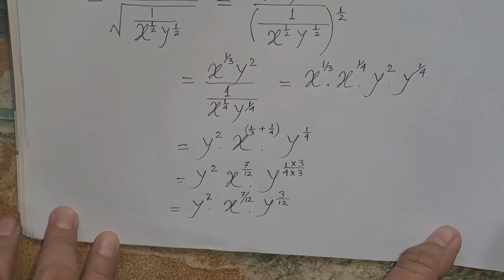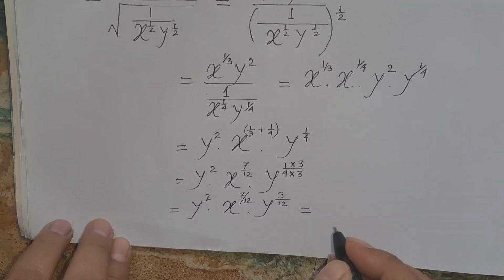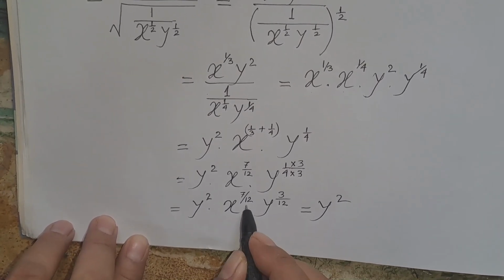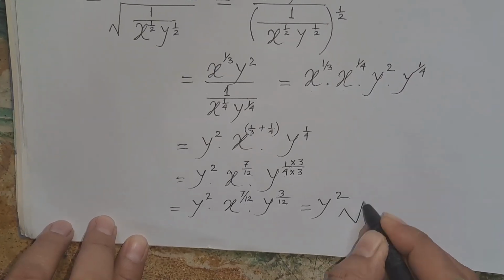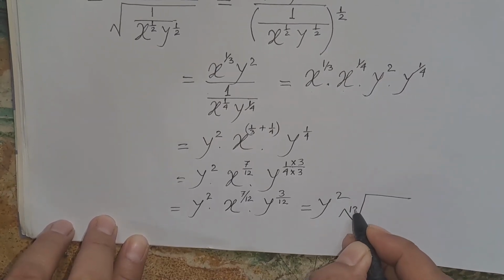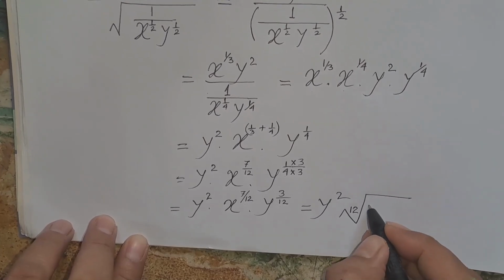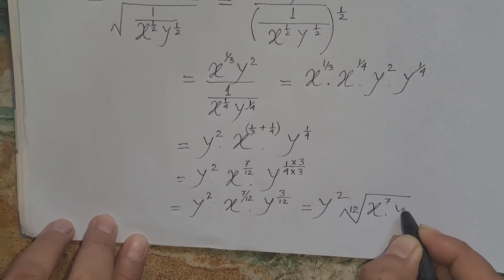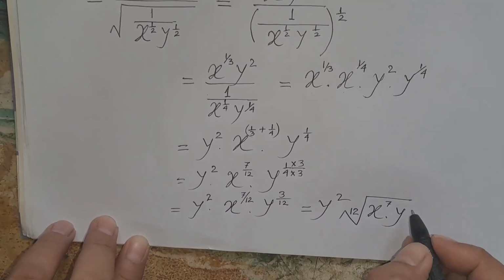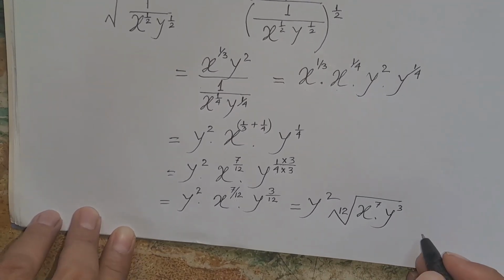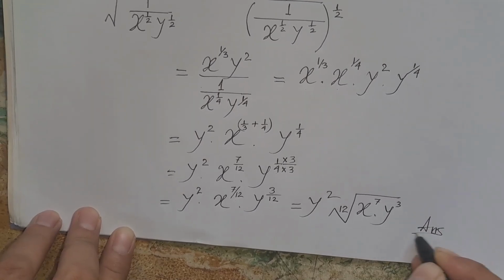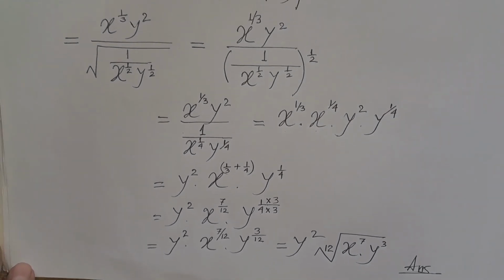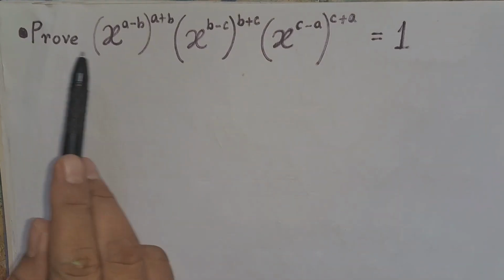The denominators of the powers I have made the same, so that I could write y square, and the powers in the denominator I could write just like this: 12th root, as the 12 in the power is the denominator, so it will become 12th root of x to the power 7 and y cube. So the answer is y square into the 12th root of x to the power 7 into y cube.